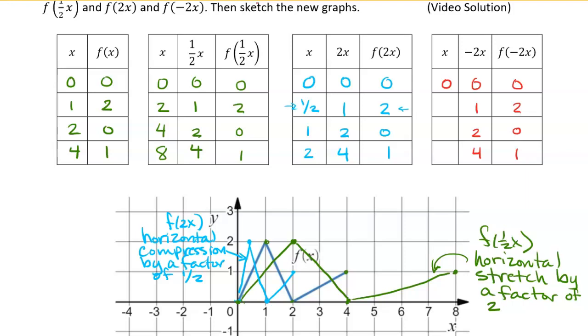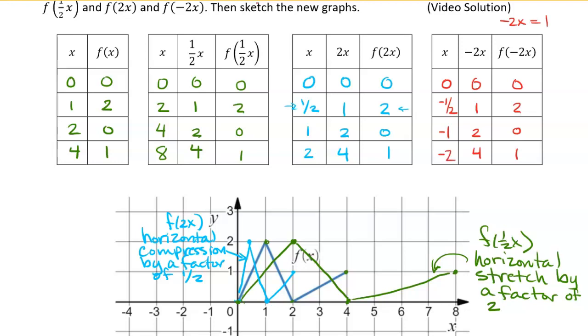If negative 2x is 1, then x has to be negative 1/2, right? If you can't do it in your head, just set up an equation, negative 2x equals 1, and then just divide both sides by negative 2, and then you get x by itself. All right. So if I want negative 2x to be 2, then x has to be negative 1. And if I want it to be 4, then I have to have a negative 2 for an x.